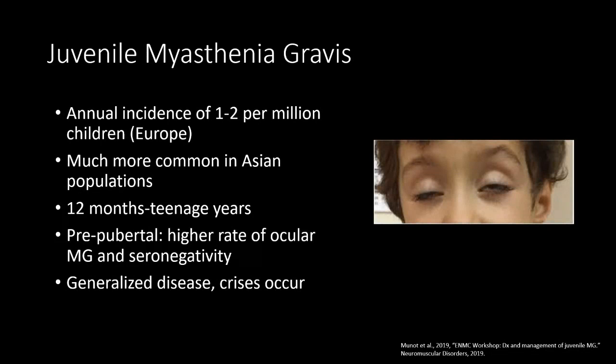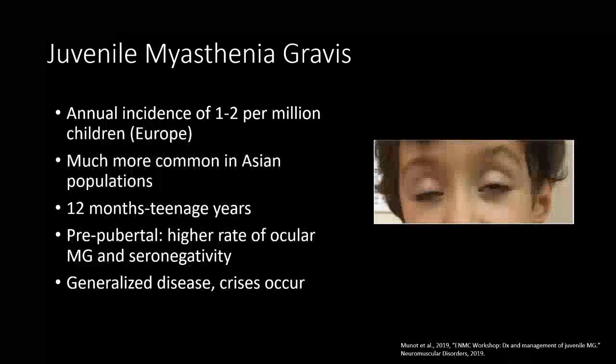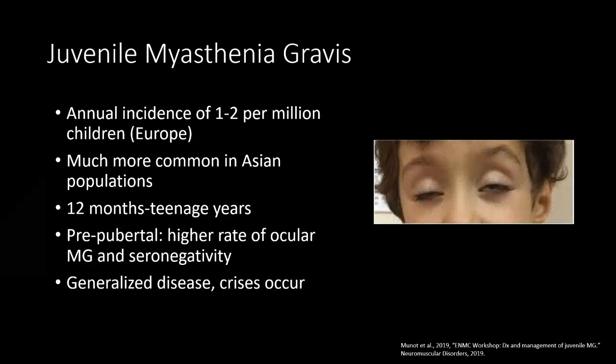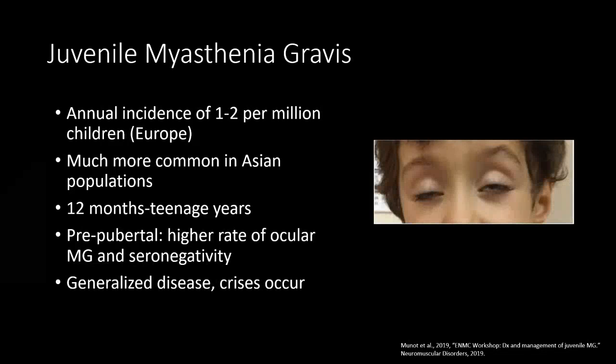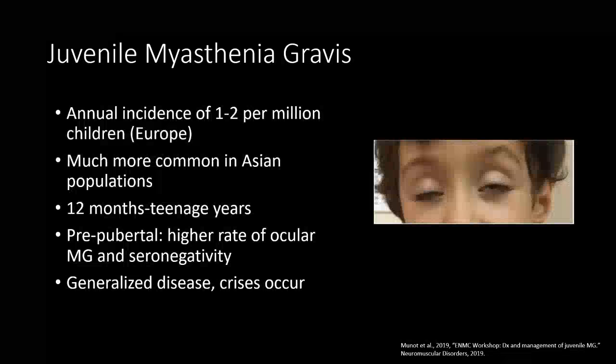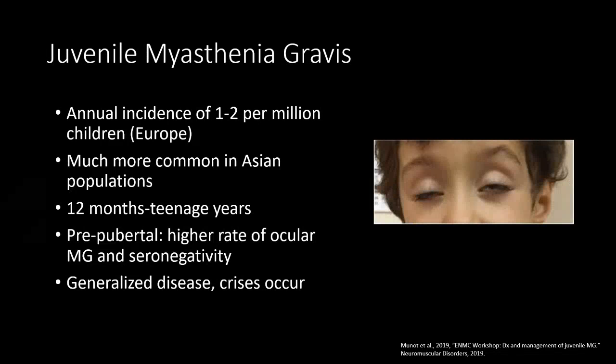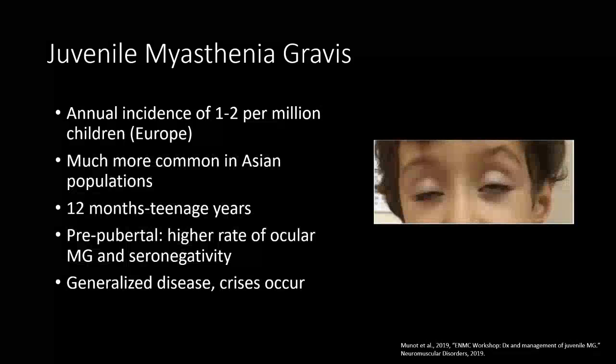Patients who are pre-pubertal have a higher rate of restricted ocular myasthenia gravis without generalized disease, and they're more likely to be serum antibody negative, but they can seroconvert, so they can become positive up to a year or two after they initially present. Children certainly do have generalized disease, and crises can occur, so these patients can present as a neuromuscular emergency.